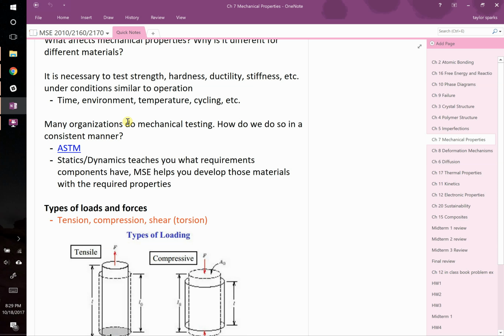And so as engineers, it's important that you don't just come up with some random way to test things, because that will only be able to compare with things that you've tested in that same random way. It's far better to test them in a way that everyone will be able to relate to and compare with.